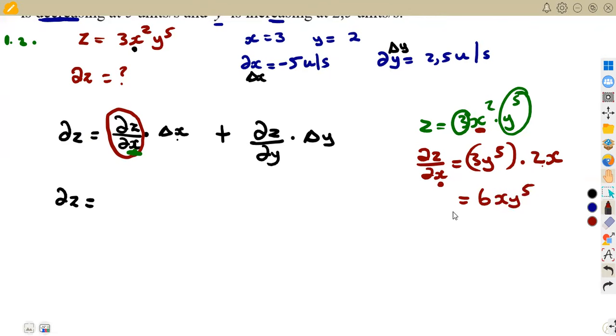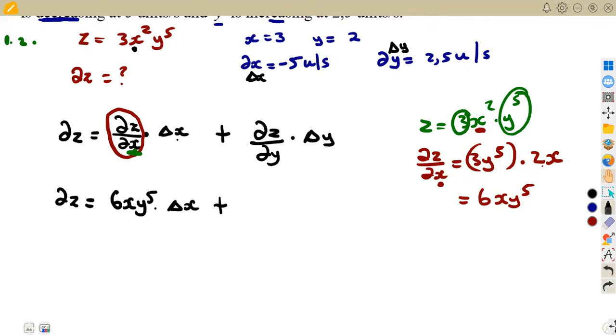Now you can write in whatever order you want, but I wanted you to see what exactly it means. So this is going to give us 6xy to the exponent of 5. Whatever we have, we multiply by the change that happened in x, which is -5, this one, all right? Plus the derivative of z with respect to y.